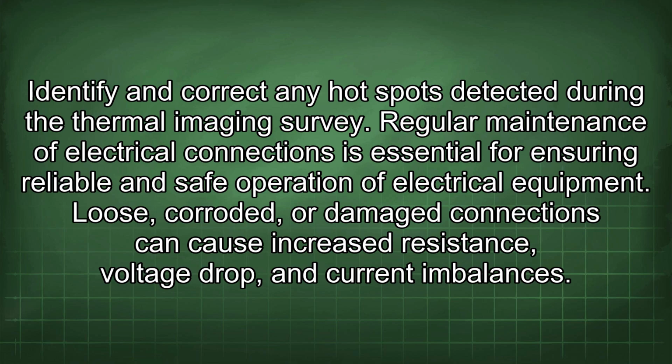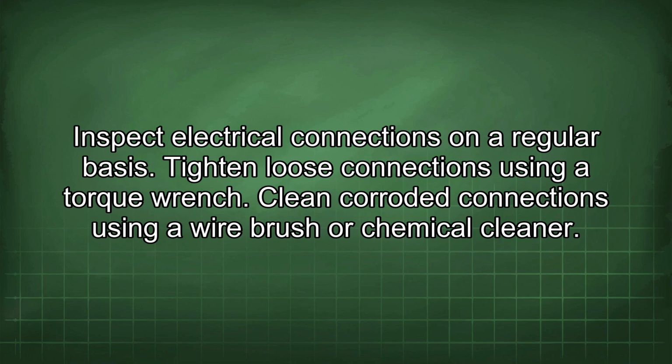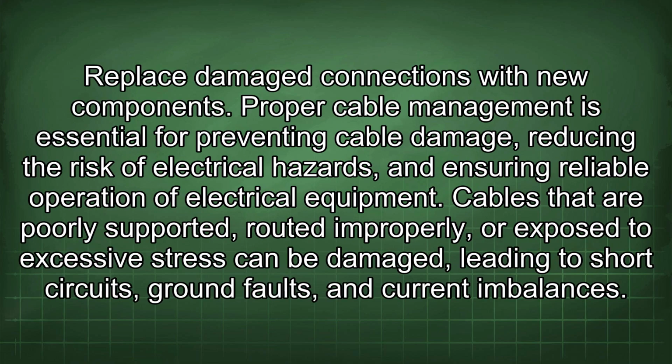Regular maintenance of electrical connections is essential for ensuring reliable and safe operation of electrical equipment. Loose, corroded, or damaged connections can cause increased resistance, voltage drop, and current imbalances. Inspect electrical connections on a regular basis. Tighten loose connections using a torque wrench. Clean corroded connections using a wire brush or chemical cleaner. Replace damaged connections with new components.